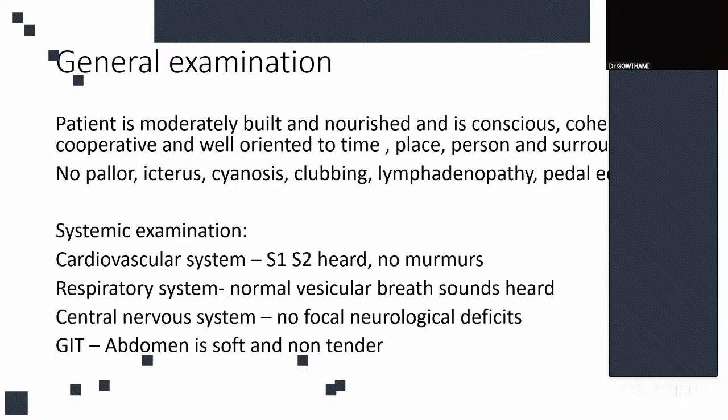Family history is not significant. Personal history: she takes a mixed diet, appetite is normal, and normal bowel and bladder habits. Coming to general examination, the patient is moderately built and nourished, conscious, coherent, cooperative, and well oriented. No pallor, icterus, cyanosis, clubbing, generalized lymphadenopathy or pedal edema. Systemic examination: cardiovascular system, no murmurs are heard. Respiratory system, normal vesicular breath sounds. Central nervous system, no focal neurological deficits, and per abdomen is soft and non-tender.